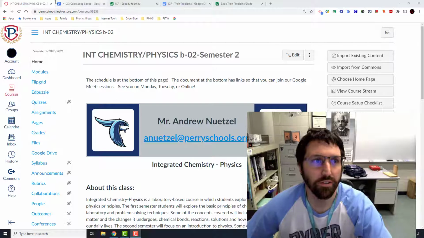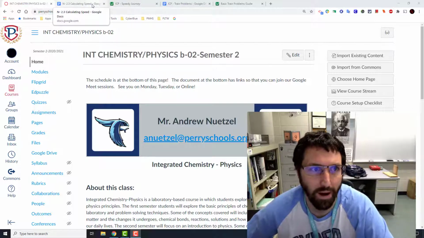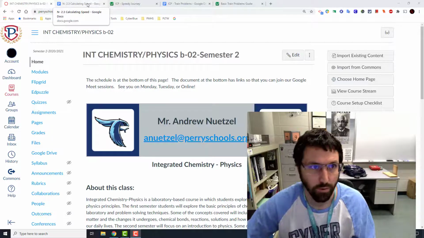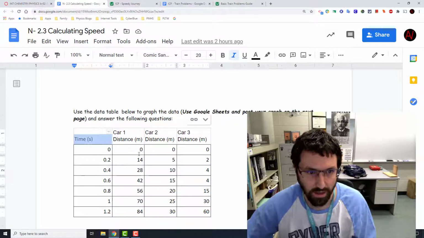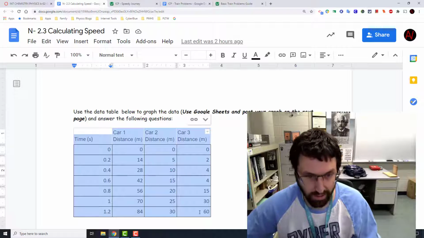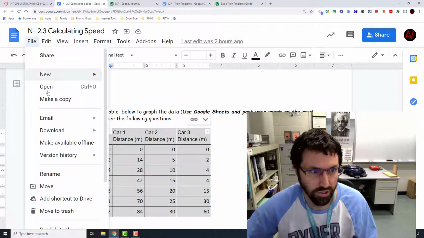Hey ICP students, today we're going to be talking about how to go about creating graphs for motion. This is from last week's calculating speed assignment. I'm going to make a graph real quick in Google Sheets.